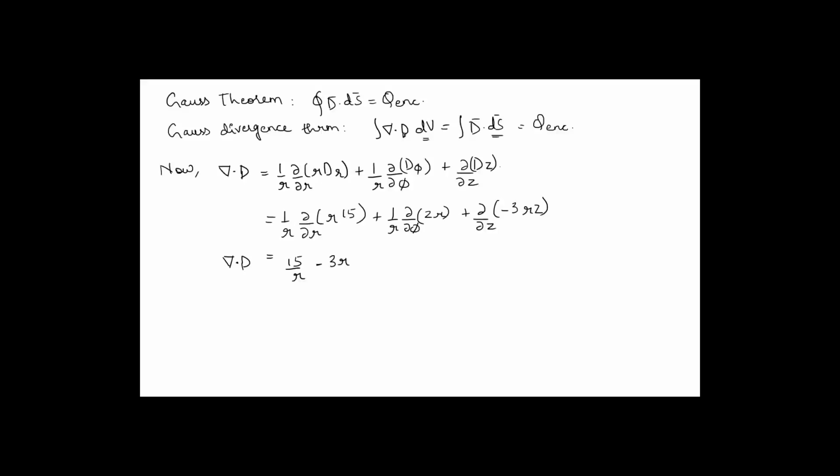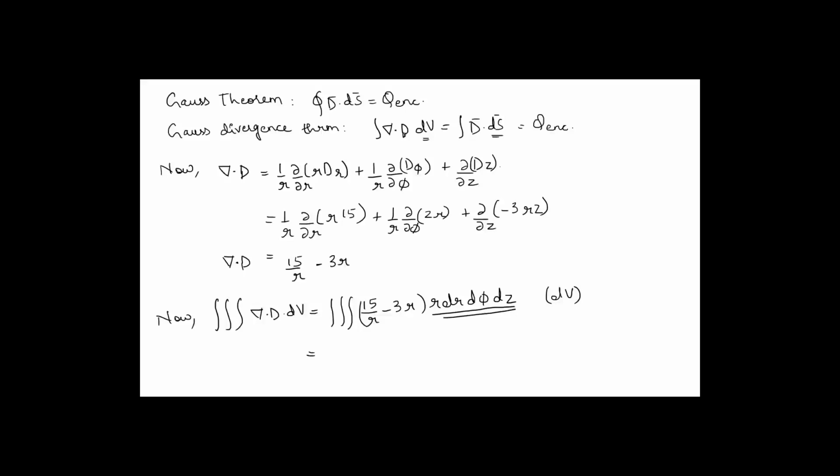Now this we have to substitute in that equation. Let's do that. The volume integral of del dot D dv is equal to the volume integral of 15 by r minus 3r, times r dr d phi dz. This is the elemental volume dv in the coordinate system.